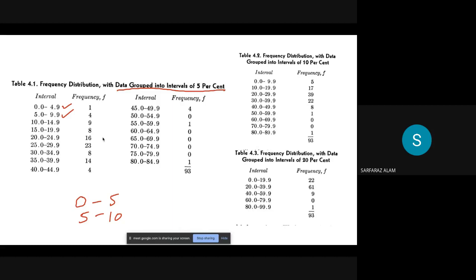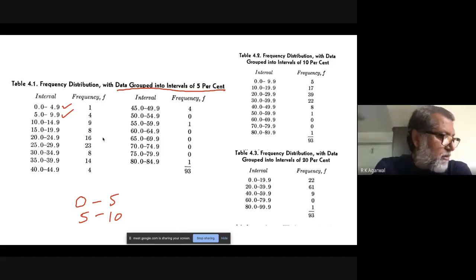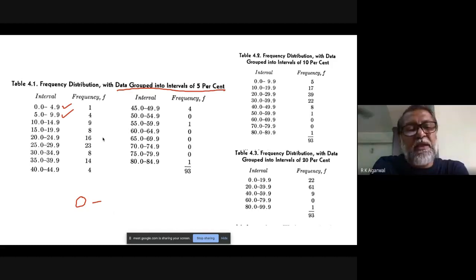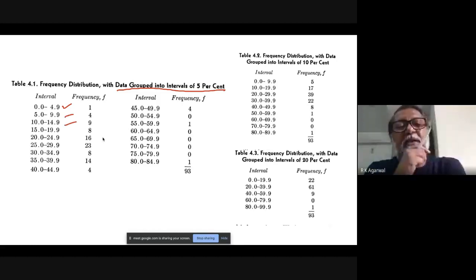The second class. Basically, 0 to 5 basically means 0 but under 5. 5 to 10 means 5 but less than 10. So instead of writing 0 to 5, 5 to 10, which is how we normally write our frequency distributions, here, just in order to remove any confusion, we have given it in terms of 0.0 to 4.9, 5.0 to 9.9, 10.0 to 14.9. So basically, this data shows an interval of 5%.